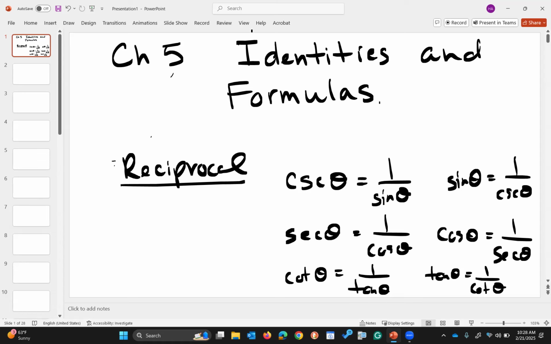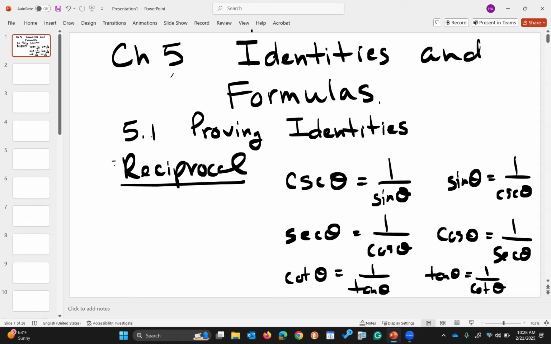Check. 5.1. Thank you so much. Okay, this is section 1, so 5.1. Thank you, Kevin. This is called proving identities. There it is. Now the notes are correct. Tell me if I'm going too fast as well.